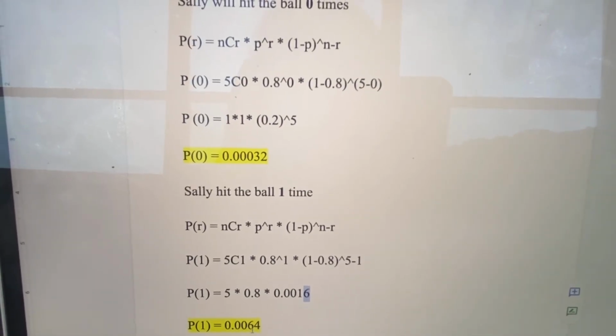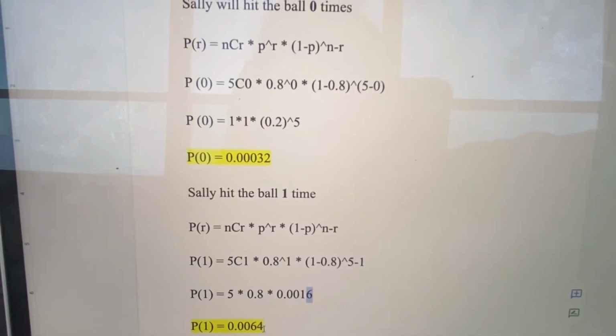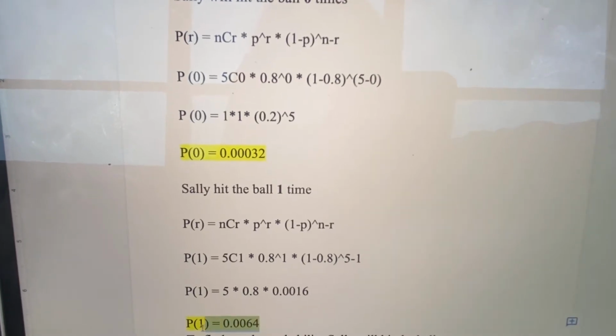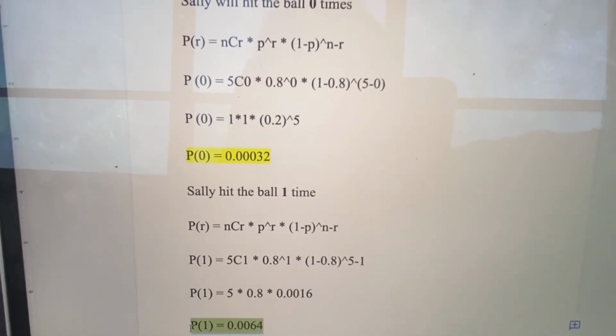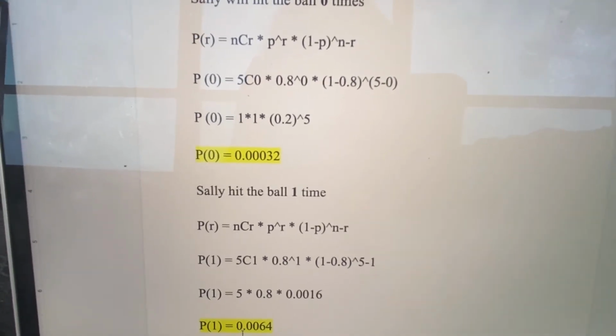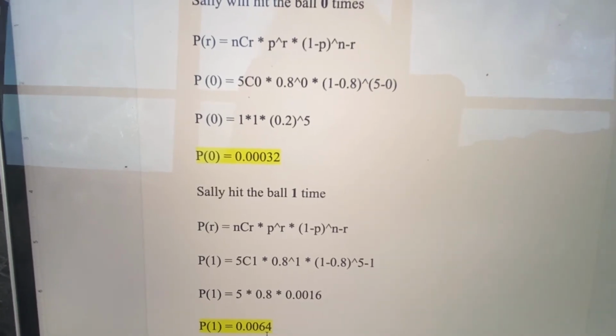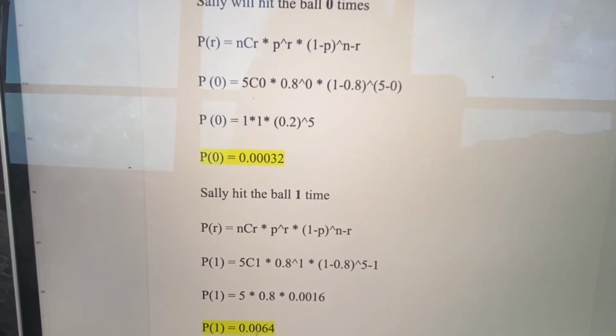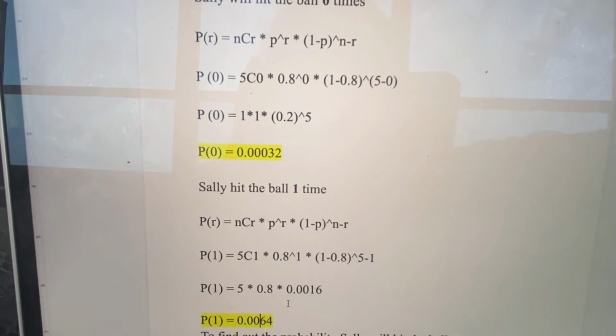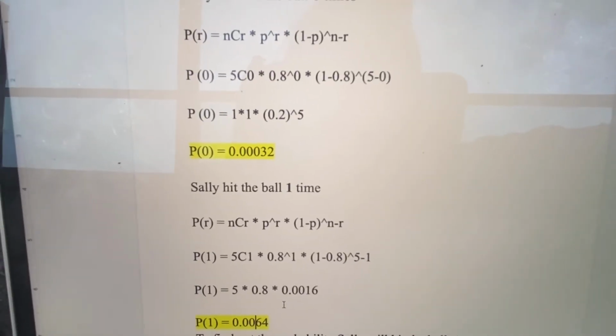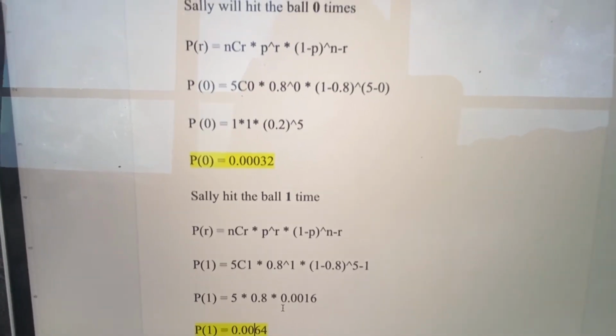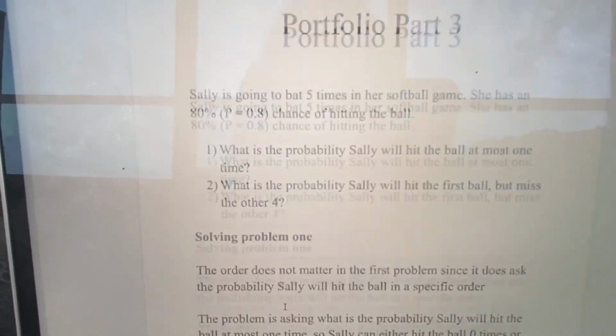And then you will get this. So the chances are still pretty small. It is 0.0064, or in percentages, it's going to be about 0.64%. So again, very small.